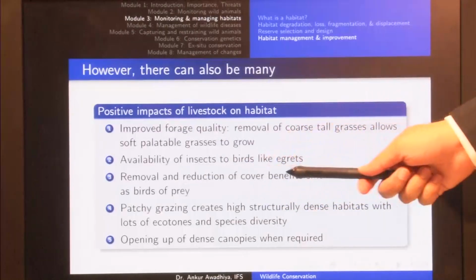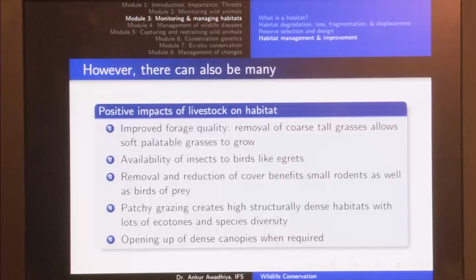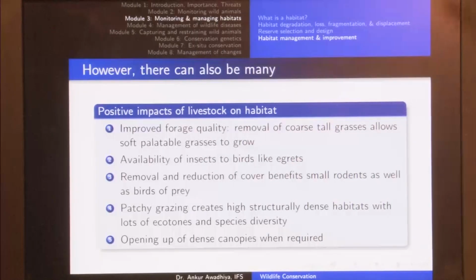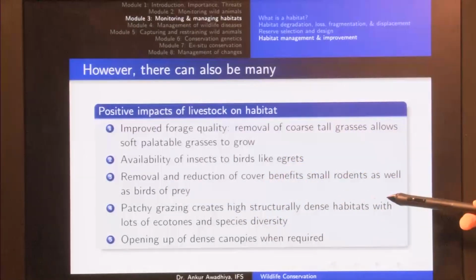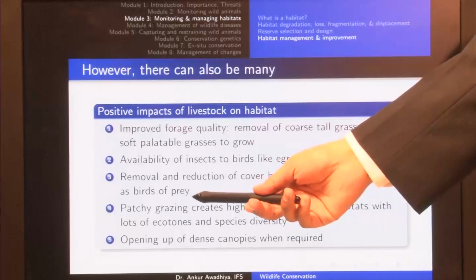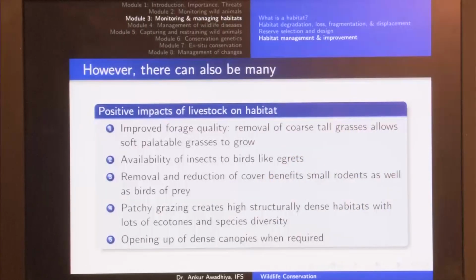Then, availability of insects to birds such as egrets. What it says is that when livestock are grazing in a grassland, their movement also causes insects to move out of the grasses, and so some insectivorous birds can get access to those insects. Next is removal and reduction of cover benefits small rodents as well as birds of prey. When you have removed the tall grasses, birds of prey such as eagles would be better able to locate their prey in those areas. But again, this is only possible if you are doing concentrated management and using livestock as a tool. It would not happen automatically.